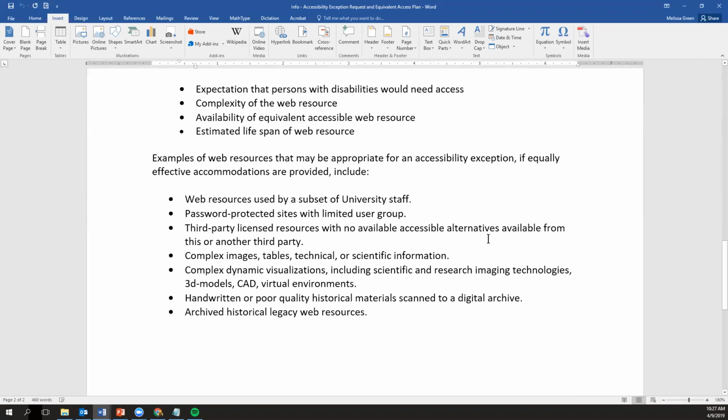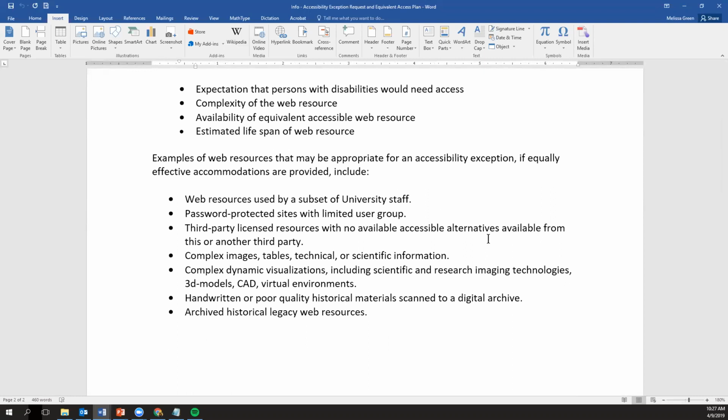Here's some instances where an exception might be approved if equally effective accommodations are provided. So a web resource is used by a limited subset of the university staff. So it has a group of, let's say, 5 known users. They don't have accessibility needs, or their accessibility needs are met through accommodation. Might be appropriate to seek an exception for that. A password protected site with, again, a known and limited user group.